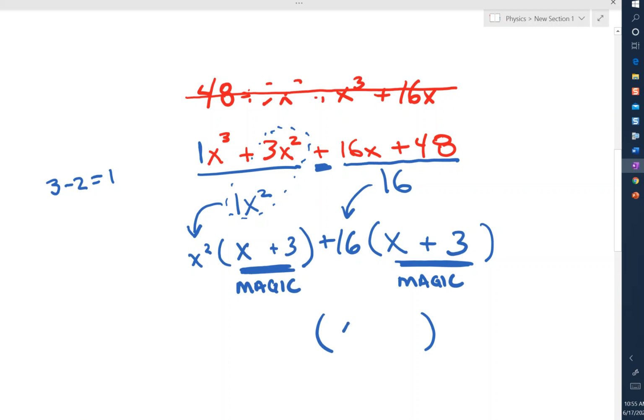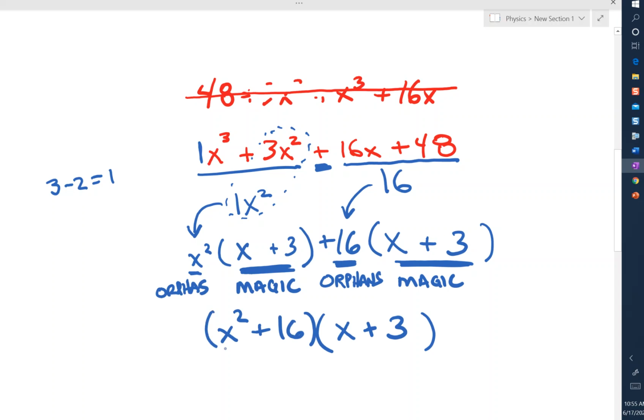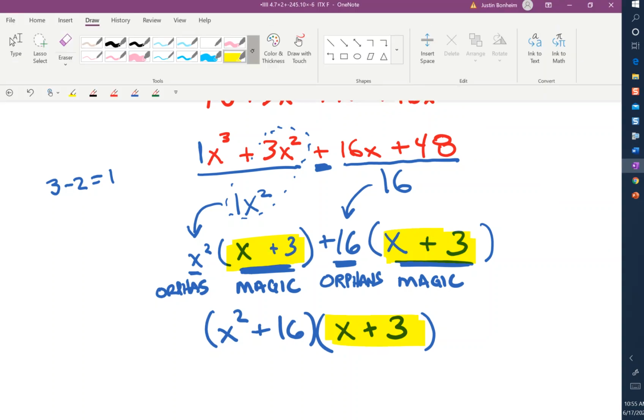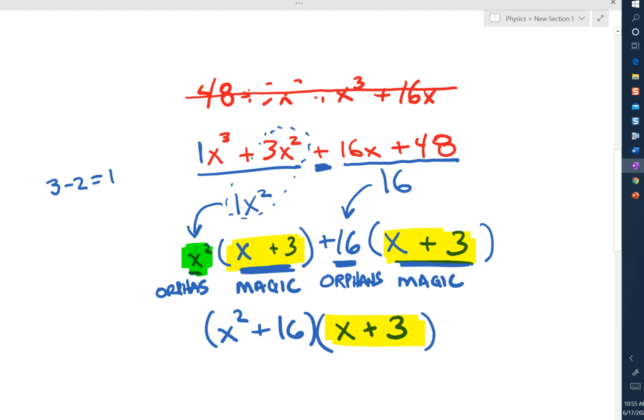I take my 2 magics and I write them together as one binomial. And then these up here in front I call the orphans. And I create a new family or a new binomial based on the orphans. And I got to pay attention to negatives. There just happens to be that there's no negatives in this one. And I'll color code it again so you can see where things go. The 2 magics combine into one binomial. And then the orphans combine into a new binomial, a new family.